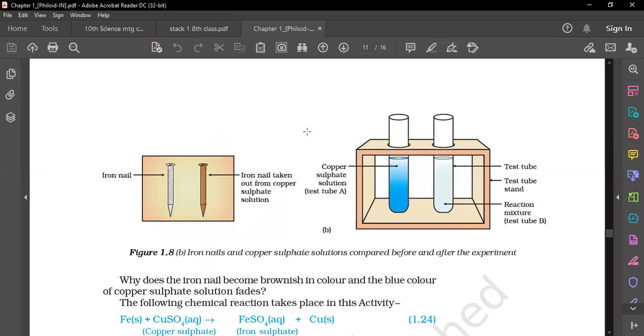Now can you see the diagram here? Yes, sir.